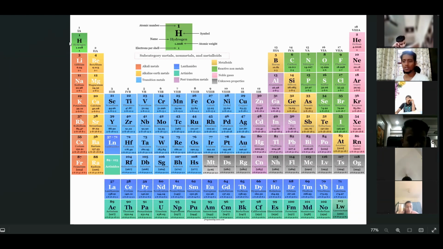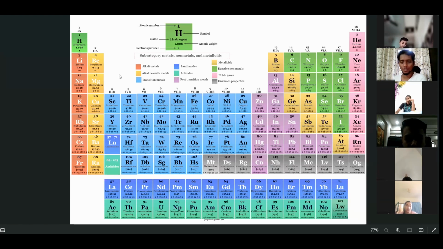So what you have to learn is groups. Which groups? 1, 2, 7, 8, or 0. And periods, which ones? The first period is nothing, only hydrogen, helium, so you know it obviously. But second and third. Fourth, you know only potassium, calcium. After that, it goes into transition metals, but we don't learn those.